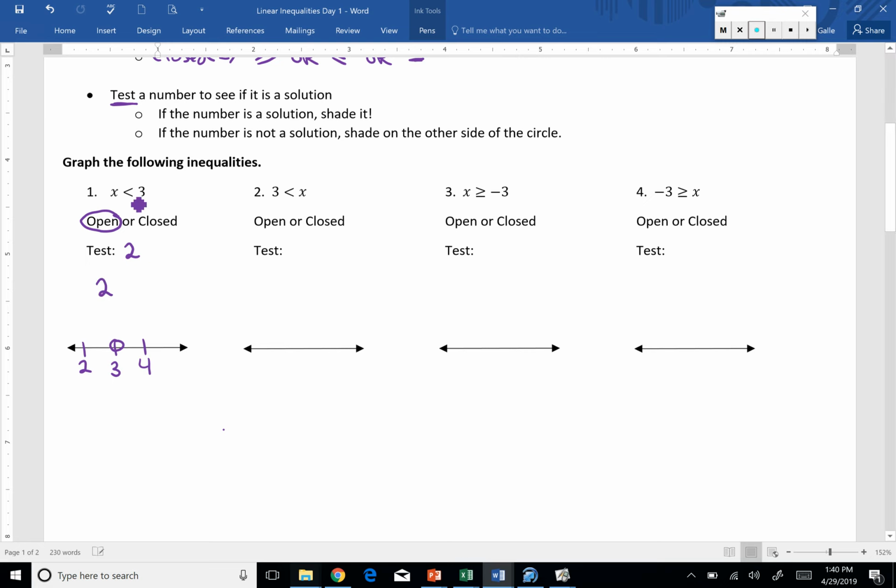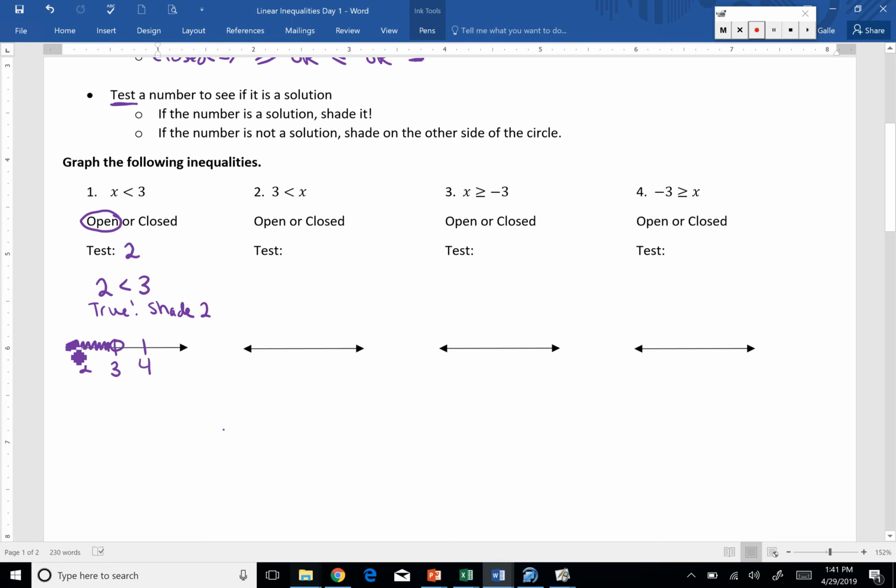I still have my less than sign, and I still have 3. Is 2 less than 3? What do we think? This is true. So we want to shade 2. We want to shade whichever side 2 is on, which is over here on the left.